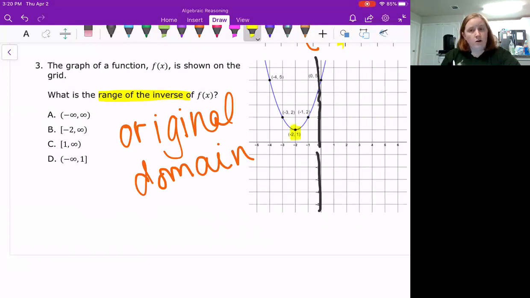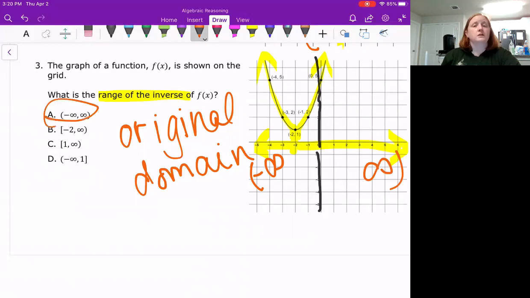So similar to the graph we just saw, this parabola continues to go to the left. So from my vertex -2 and everything to the left. So that means negative infinity, which is my lowest. And then also from that same vertex point to the right. So all those x-axis numbers to the right, which is positive infinity. So there it is, letter A.